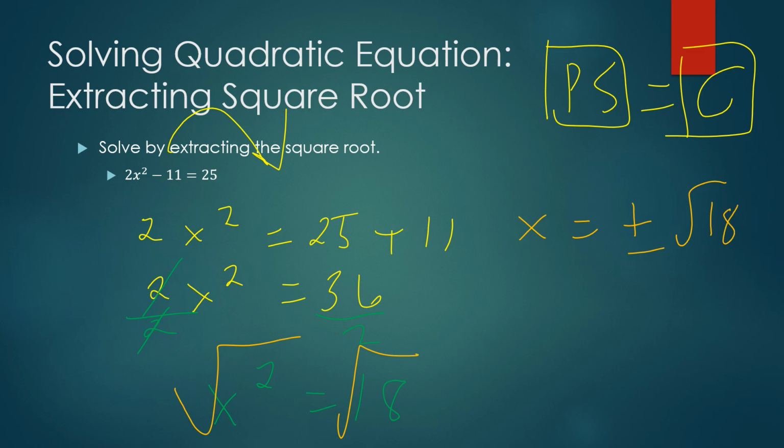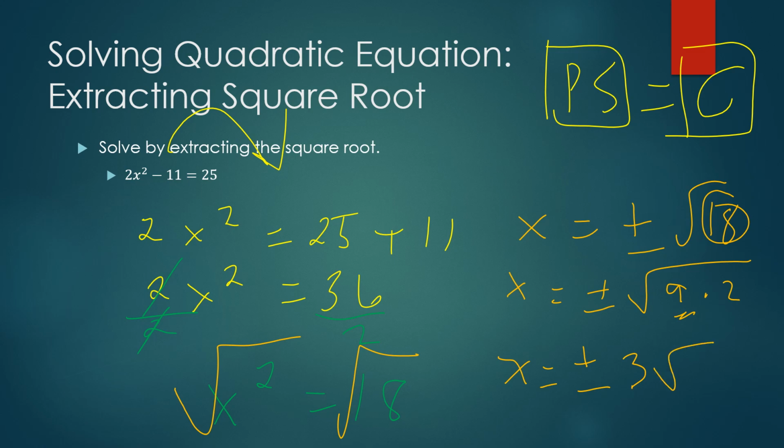You're already grade 9, so you will be required to simplify your answer. How do we simplify this? You can write x equals positive, negative. You can expand this as a product of two numbers, where one of them is a perfect square number, like for example 9 times 2. So you can extract out the square root of 9. So x equals positive, negative. Square root of 9 is 3. Square root of 2, let it remain there because you cannot remove it out. It's not a perfect square. So you have two answers, positive 3 square root of 2 and negative 3 square root of 2.